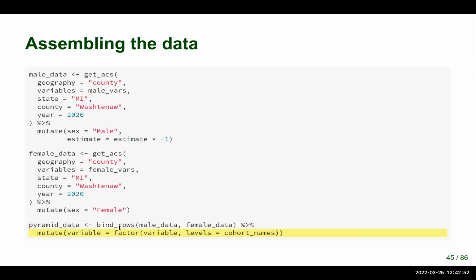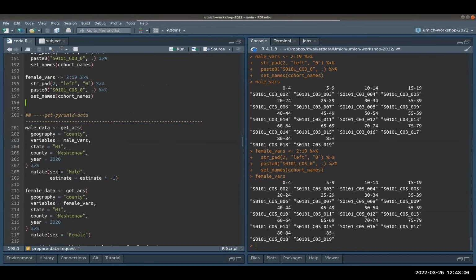And then finally, I use the bind_rows function from the tidyverse to combine my data and then convert the variable column to something called a factor. Let me step you through this and explain this in greater detail. So my first step is to grab my male data. And I'm just going to grab it, just for purposes of illustration, without running it just yet.